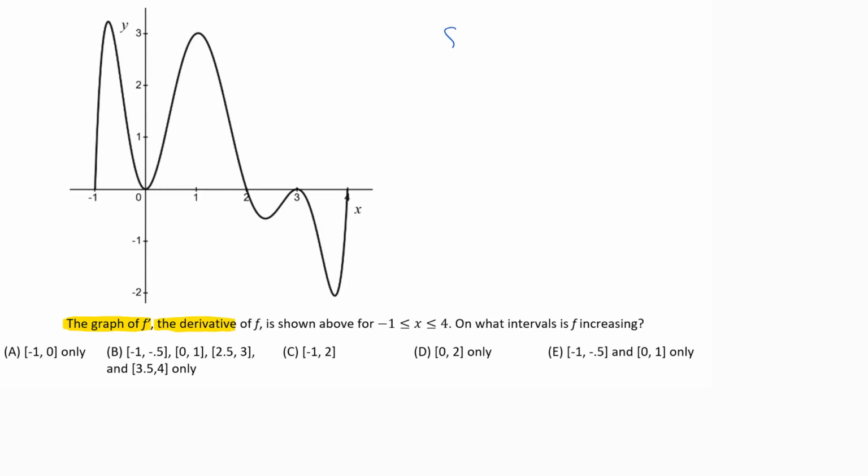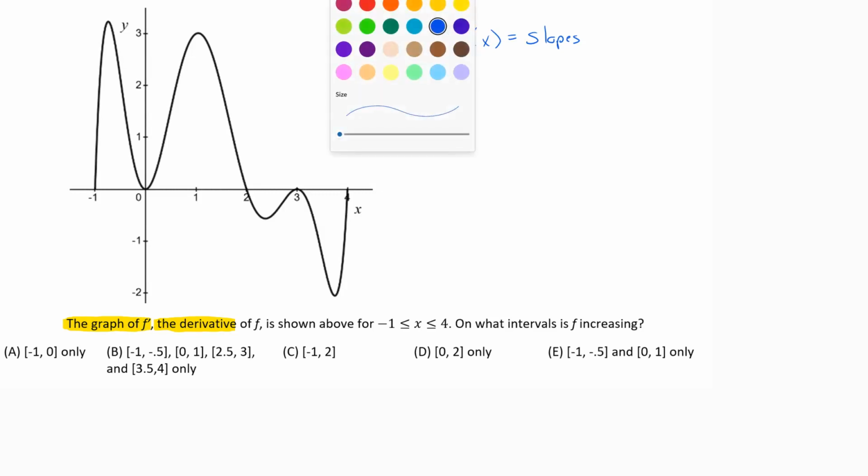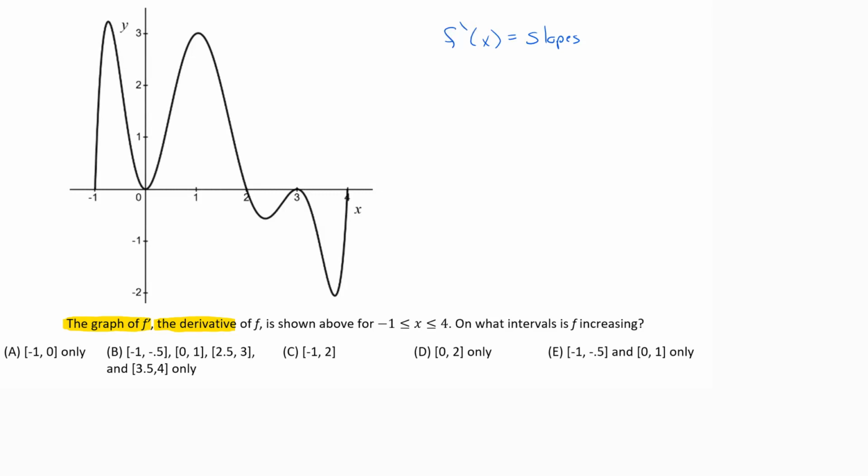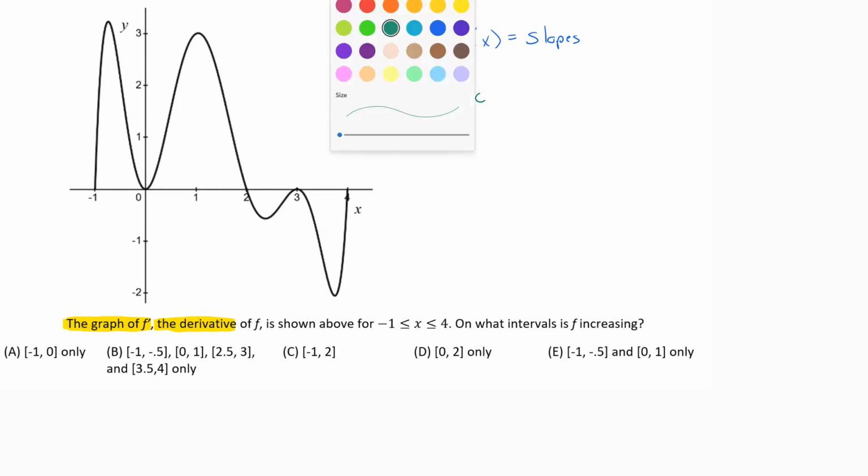So when you read a derivative graph, what you're reading off of that is the slopes of your original graph. And so on this problem, what we really care about is where it's positive, where it's negative, or where it's zero. Anywhere it's up above the x-axis, wherever this graph is in the positive area, that tells us our original graph has a positive slope, which means it's increasing.